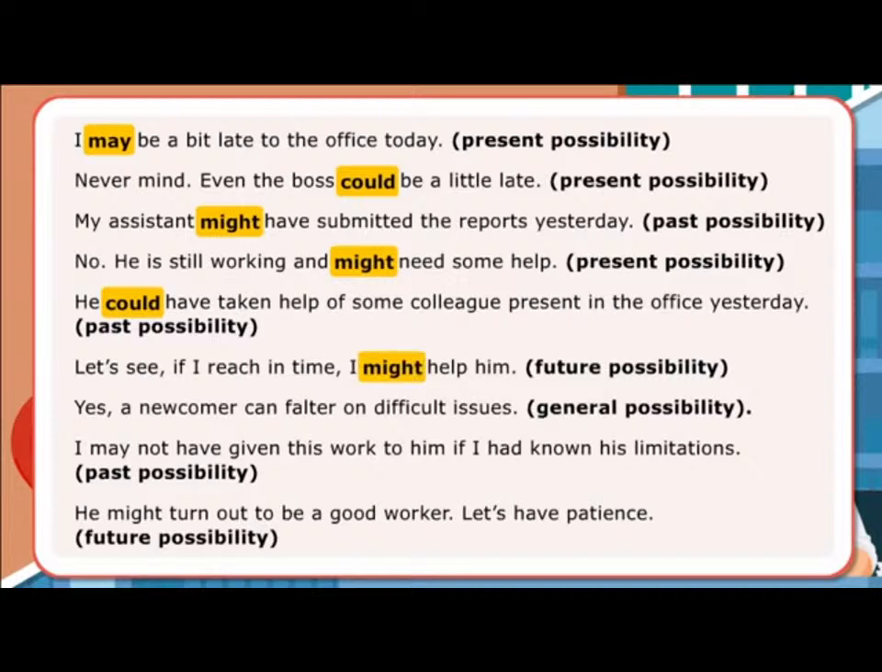Yes, a newcomer can falter on difficult issues. General possibility. I may not have given this work to him if I had known his limitations. Past possibility. He might turn out to be a good worker. Let's have patience. Future possibility.